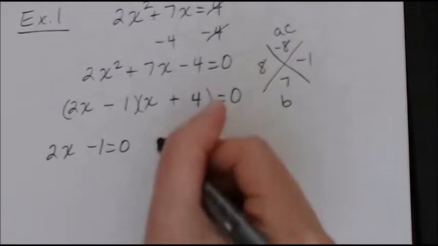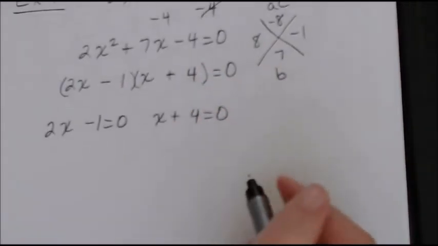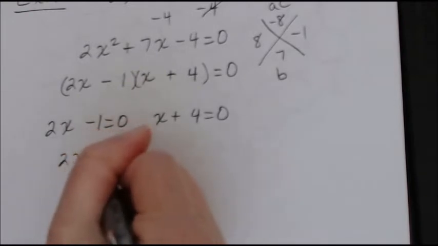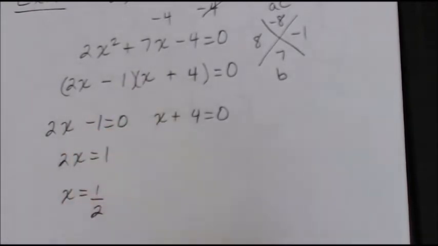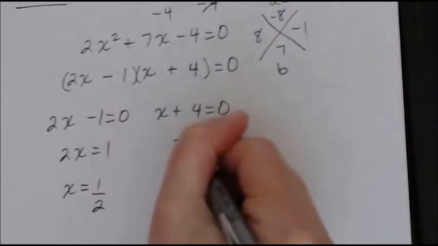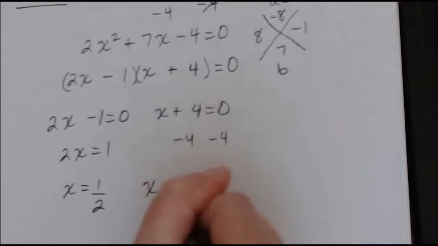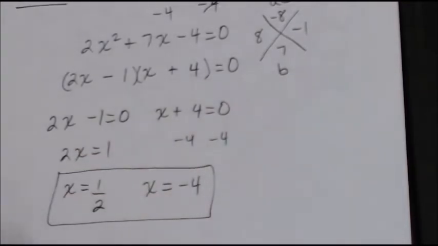So I have 2x minus 1 equals 0, x plus 4 equals 0. So I have 2x equals 1, and then x equals 1/2 when we divide by 2. And then over here, I'm going to subtract the 4 from both sides, and I have x equals negative 4. So those are my two solutions that I've got using the zero product property.